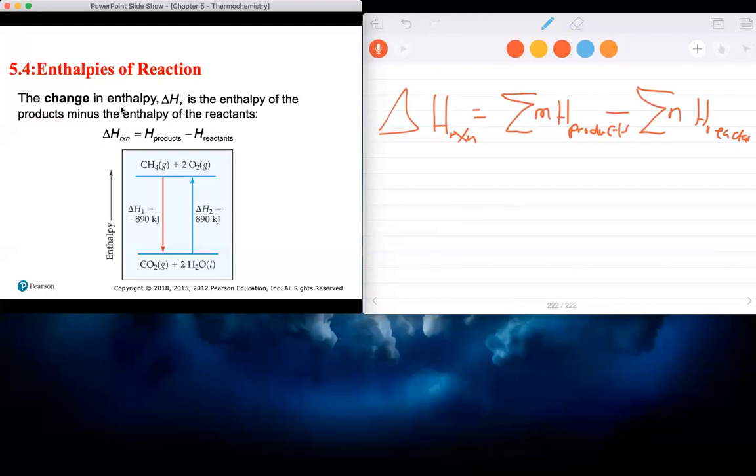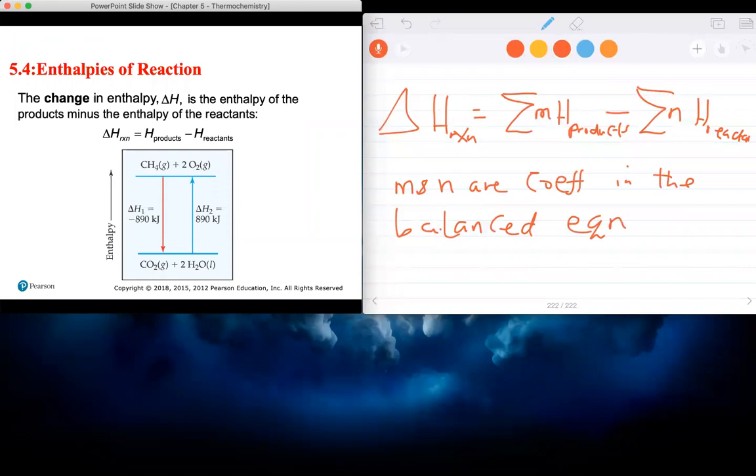In the equation in the PowerPoint slide here, you may not see the M and N. This M and N are what? Coefficients in the balanced equation. There are thermodynamic terms in the text which give you the terms for product and reagent. Where is this equation coming from? When we say product and reagent, it's with respect to an equation.